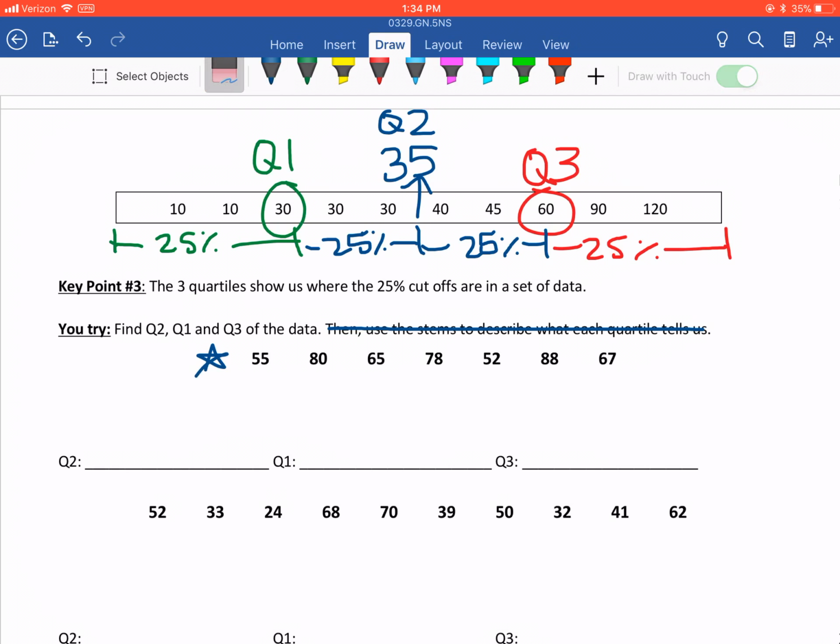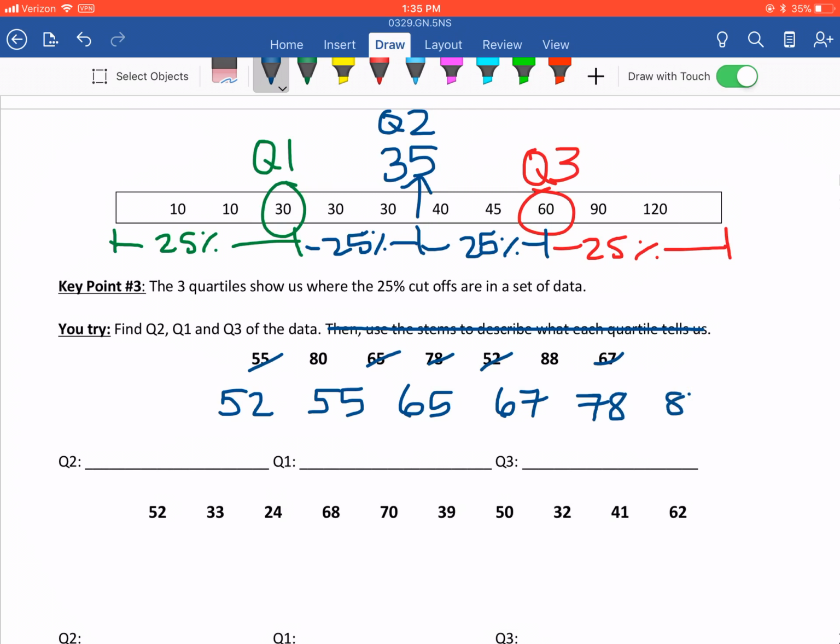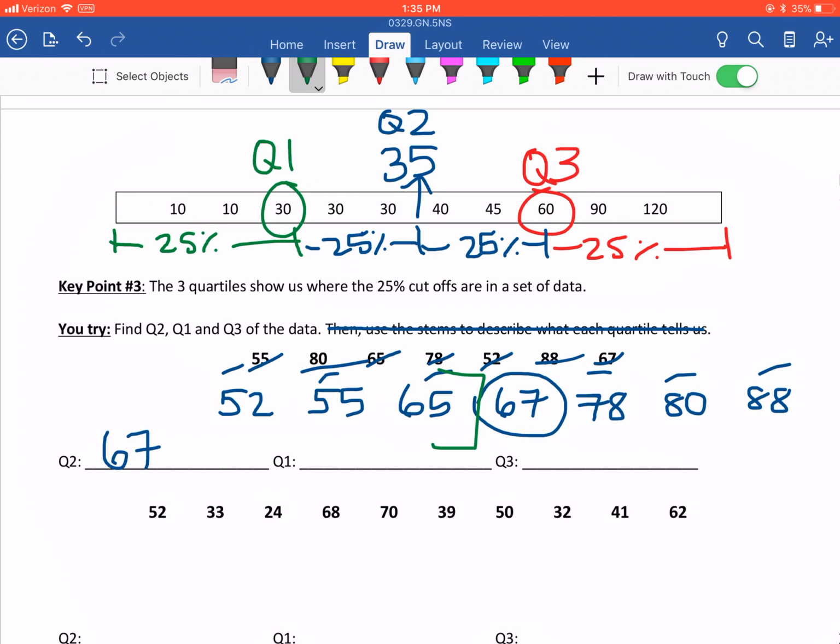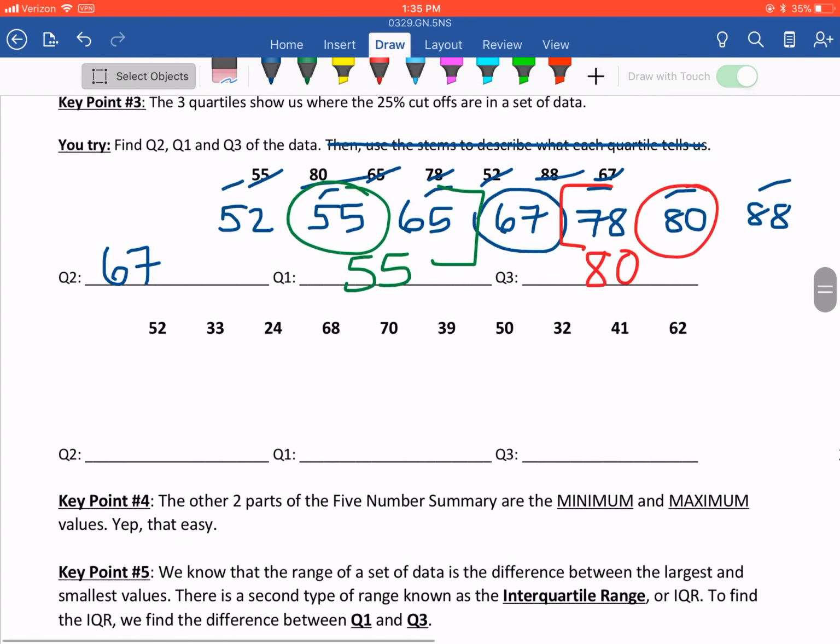All right, let's solve this sucker. So first thing we need to do, put them in order from least to greatest. We should notice the first number should be 52, then 55, then 65, then 67, then 78, then 80, then 88. So the median, get rid of this one, get rid of this one, get rid of this one, get rid of this one, get rid of this one, get rid of this one. The median, or Q2, is 67. All the numbers that are less than 67, 55 is in the middle. All the numbers that are greater than 67, 80 is in the middle. Great job, you did it.